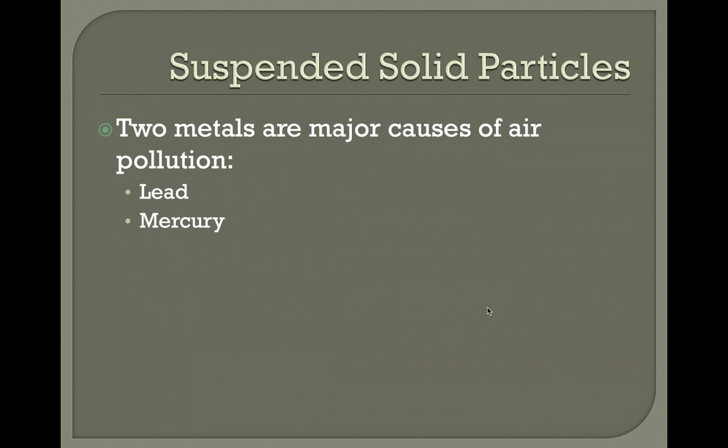Two major causes of air pollution are going to be lead and mercury. We have all heard about the dangers of lead paint, mercury poisoning, and things like that. And those are some of the solid particles that we're looking at as far as those dangerous heavy metals that can cause lots of problems with people as far as birth defects, learning difficulties, and things like that.